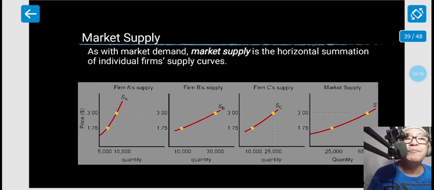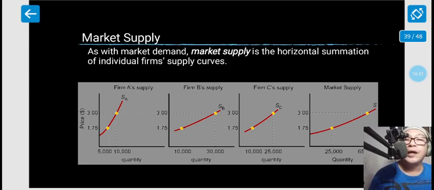So we have different firms here. We have firm A, B, or C, no? Na each have different capacity to supply. Hindi pare-pareho. Same price but different capacity to supply. Okay, so tingnan natin. For 1.75, sabihin natin Apple ulit. Okay? For 1.75 per dollar, firm A can supply the market 5,000 apples per year. Sabi natin per year or quarterly.